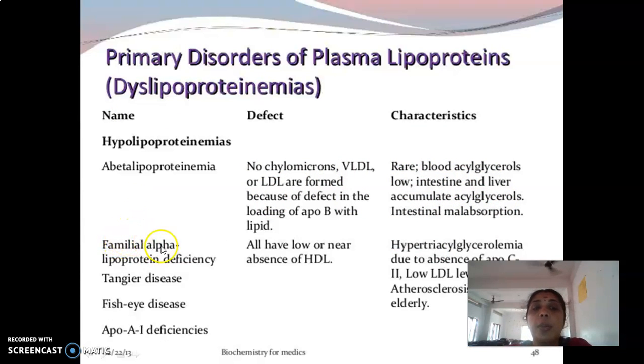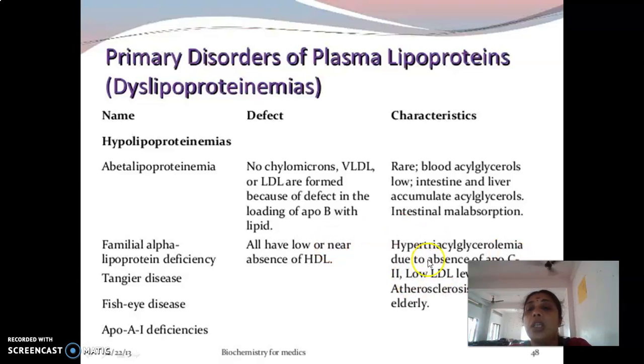Now another condition is familial alpha lipoprotein deficiency. So there what is happening? The HDL is absent. See, it is abetalipoproteinemia. So the name is given based on the electrophoretic mobility, right? So abetalipoproteinemia results in the defect of synthesis of chylomicrons, VLDL and LDL. IDL also will be affected there. While alpha lipoprotein deficiency results in the HDL defect.